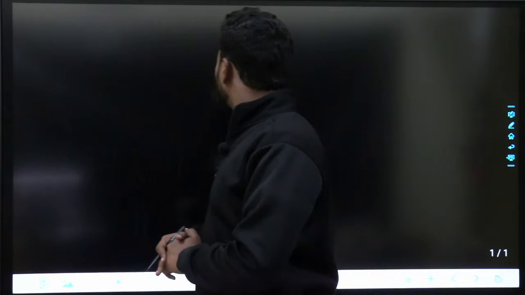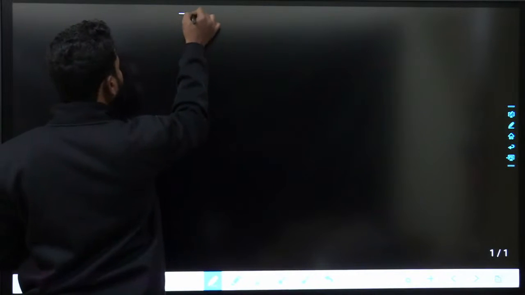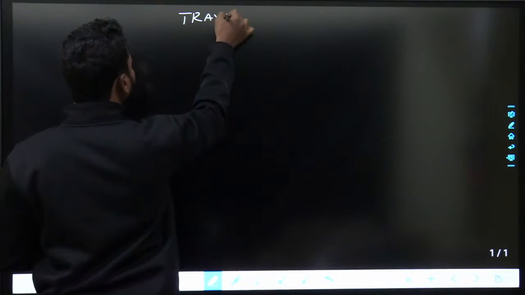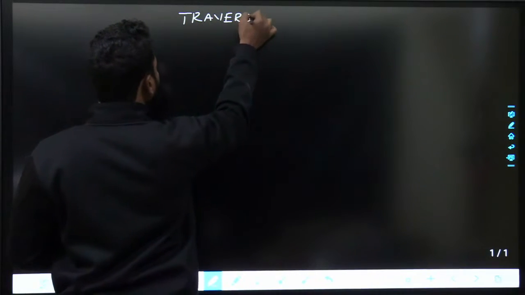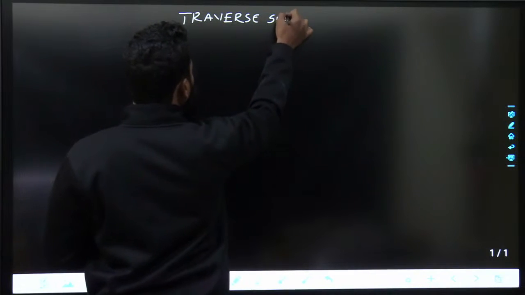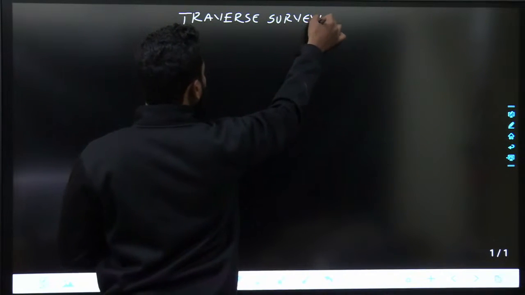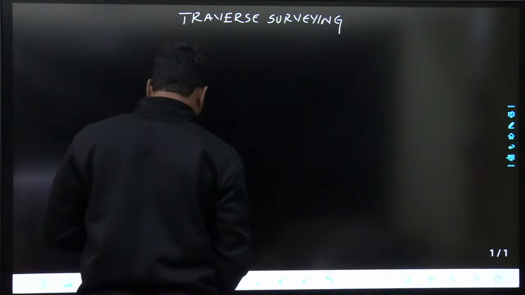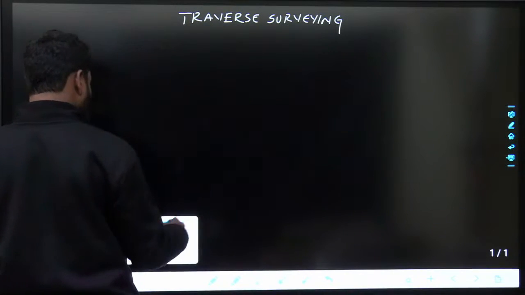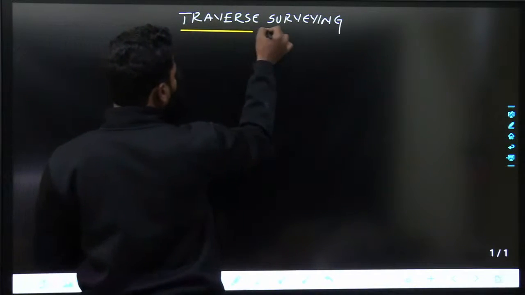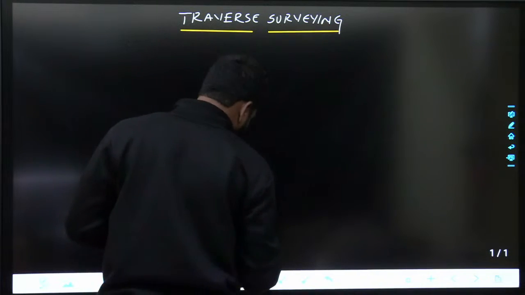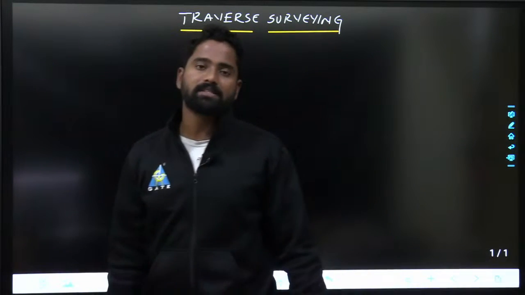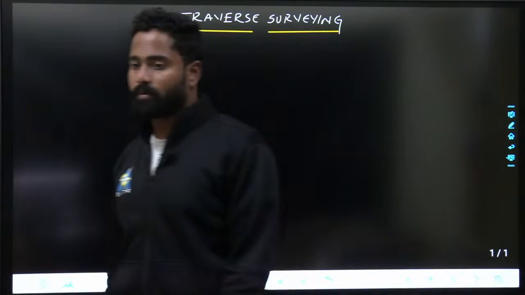Today the class will be on traverse surveying. Till now we have seen chain surveying and compass surveying, and now we'll be seeing traverse surveying.